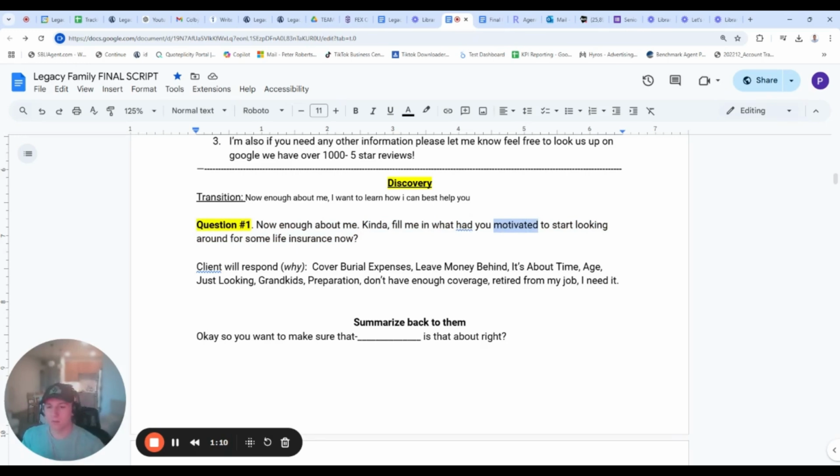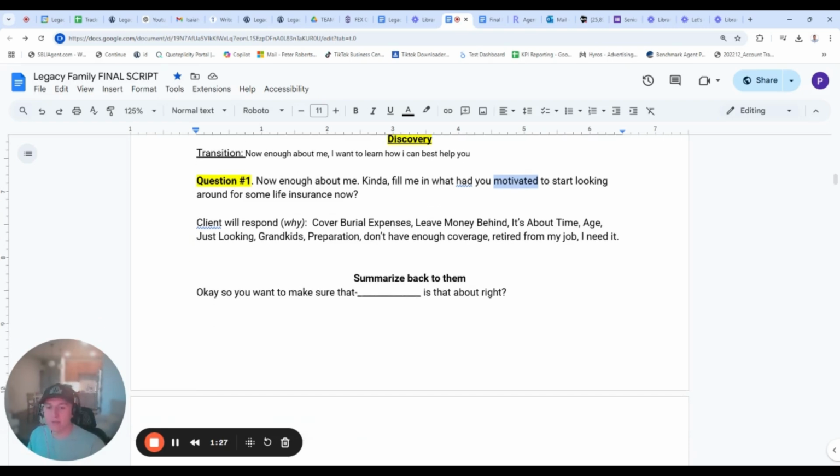A few things here that I want you to understand about the discovery. Number 1, stick to the script. You're never going to change this question. You're never going to try to implement a new question. Always stick to question 1. But I want to help you understand what the goal of question 1 is. What are you trying to get?